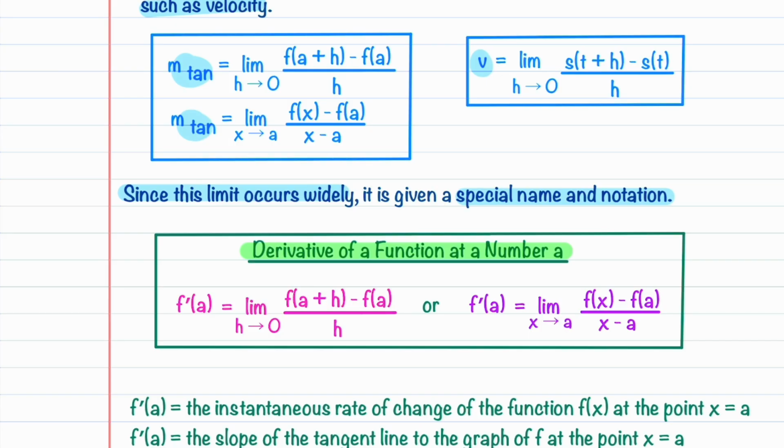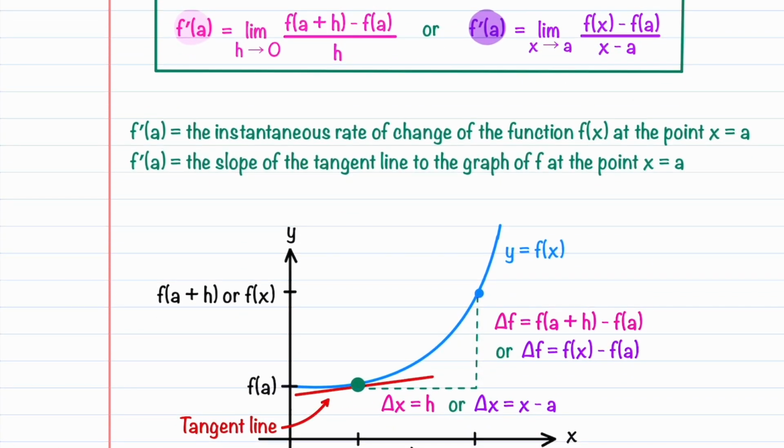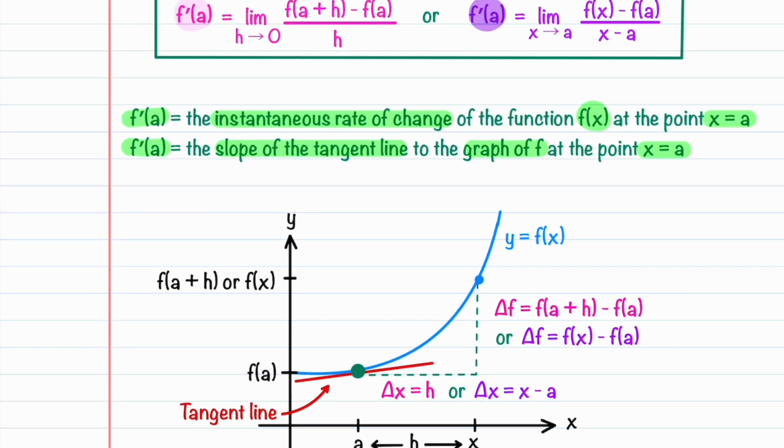There are two definitions for this derivative, so I've written the first one in pink and the second one in purple. The derivative of a function at a number a is defined as the instantaneous rate of change of the function f of x at the point x is equal to a. It is also defined as the slope of the tangent line to the graph of f at the point x is equal to a.